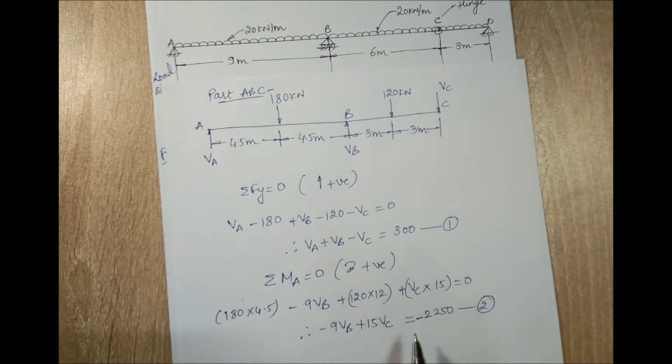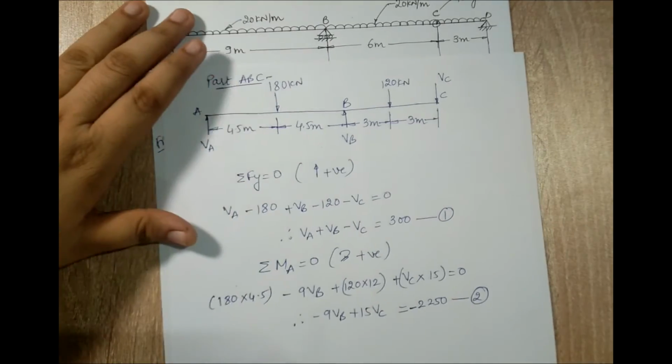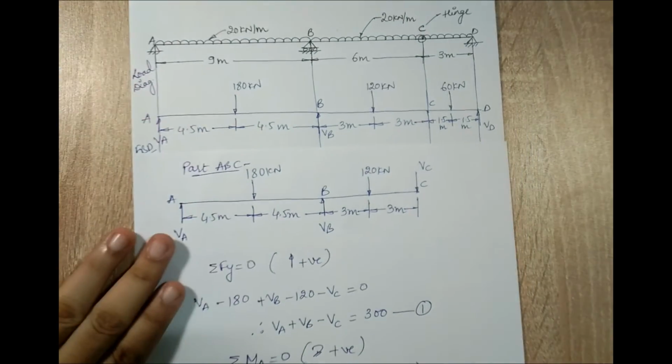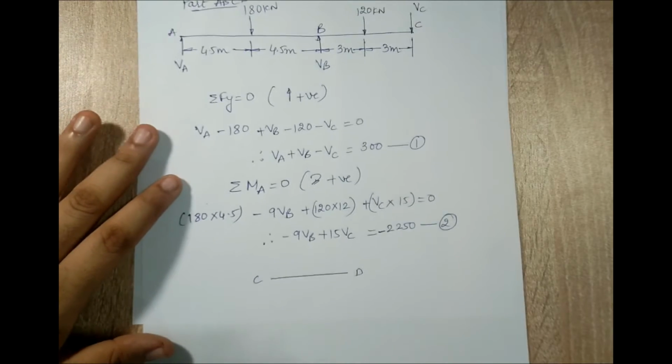Now, if you observe these two equations, there are 3 unknown in the first equation and 2 unknown in the second equation. So, obviously, I cannot solve this. So, what I'll do is, I will now take the part CD of the beam and I'll recreate that. So, when I redraw CD, this is point C and this is my point D.